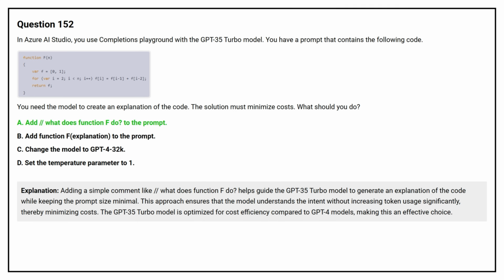Adding a simple comment like 2 forward slashes, what does function f do, helps guide the GPT-35 Turbo model to generate an explanation of the code while keeping the prompt size minimal. This approach ensures that the model understands the intent without increasing token usage significantly, thereby minimizing cost. The GPT-35 Turbo model is optimized for cost efficiency compared to GPT-4 models, making this an effective choice.